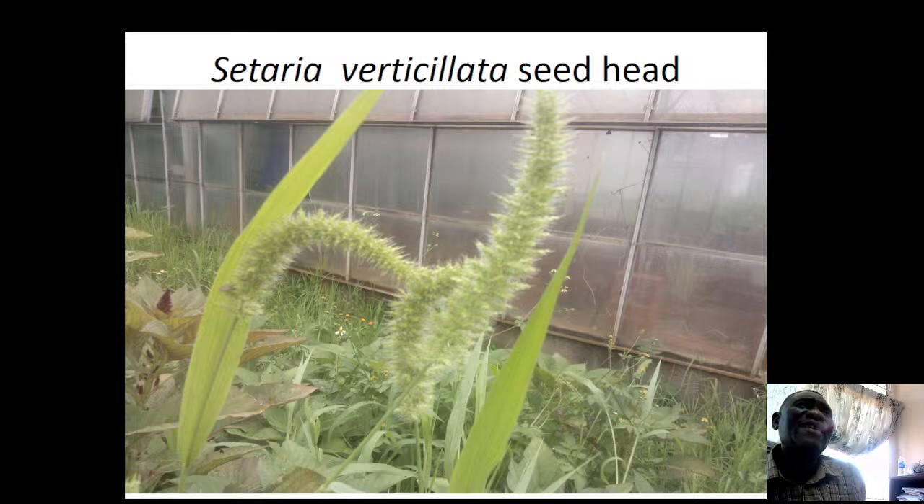Setaria verticillata seed head. Again, this one can be very difficult to remove when it sticks to your clothes or animal skin. It's a grass which is common in agricultural fields.